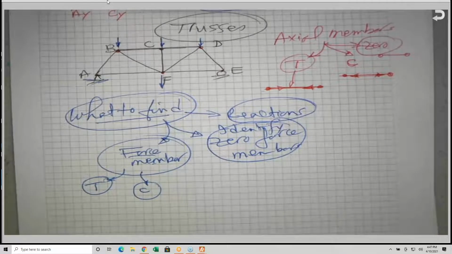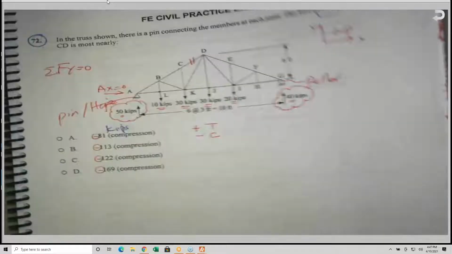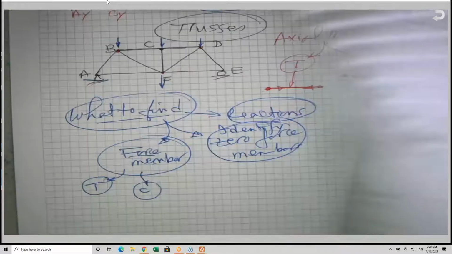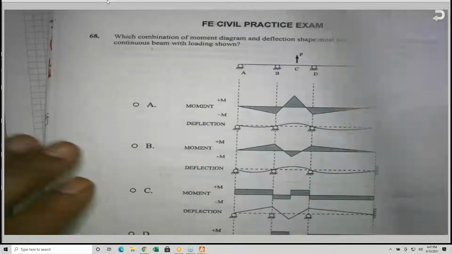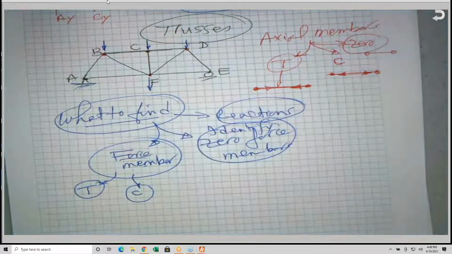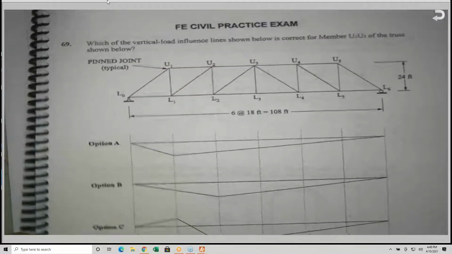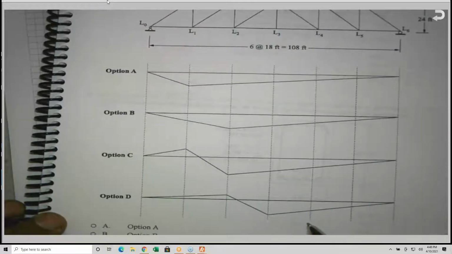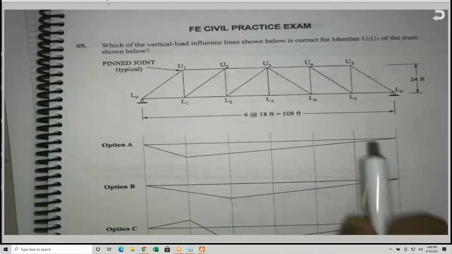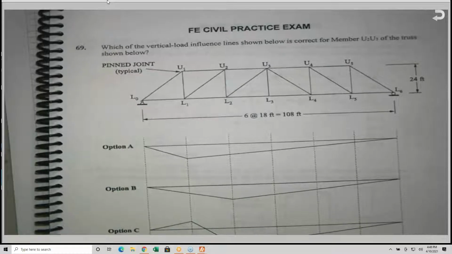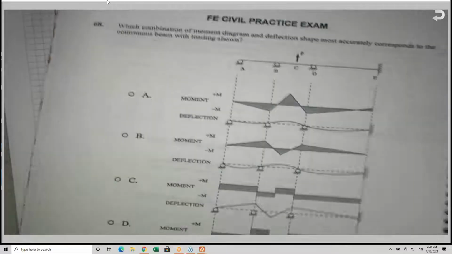For the FE Civil, they have more than the PE, by the way, because we are going to talk later on in the structure analysis. For trusses also, we need to draw the influence lines. So influence lines are required, but this is in another section in the structure analysis.